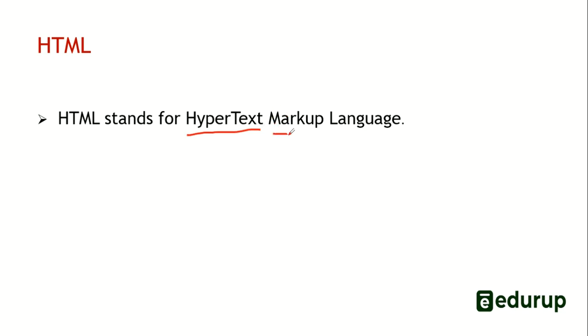Markup means it's predefined, ready-made, already existing, that we can call markup. Then language. Language is used for communication. I'm using the English language to communicate with you. That is how we use a language for communication. Here we are using the HTML language.